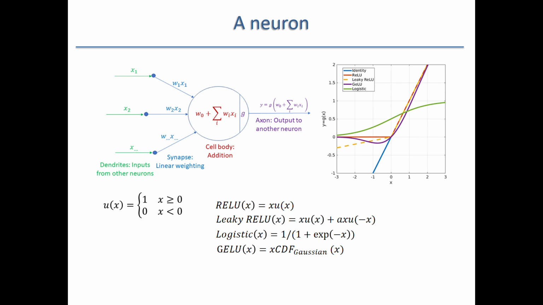So let's go back to our neuron description. In the neuron description, we have a number of inputs, each one of them weighted by a different weight. So this is the sum that we have here, plus a bias. This part of the neuron, related to the inputs and the dendrites, is just a linear weighting.